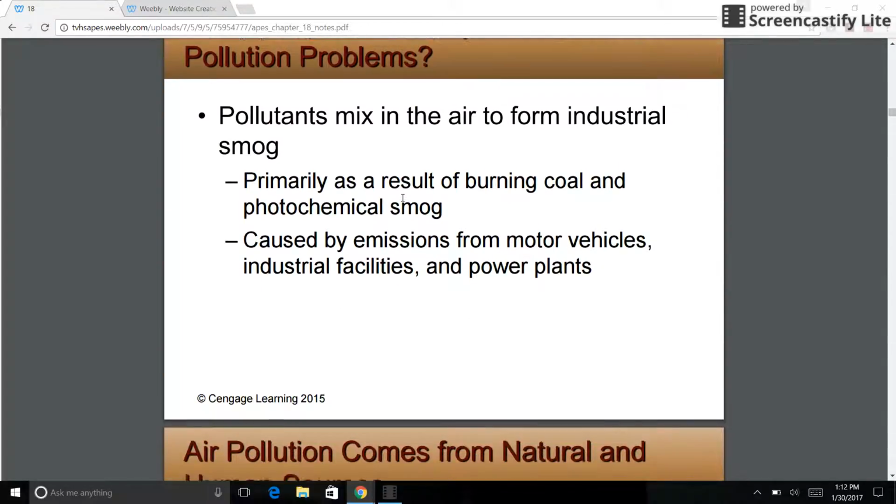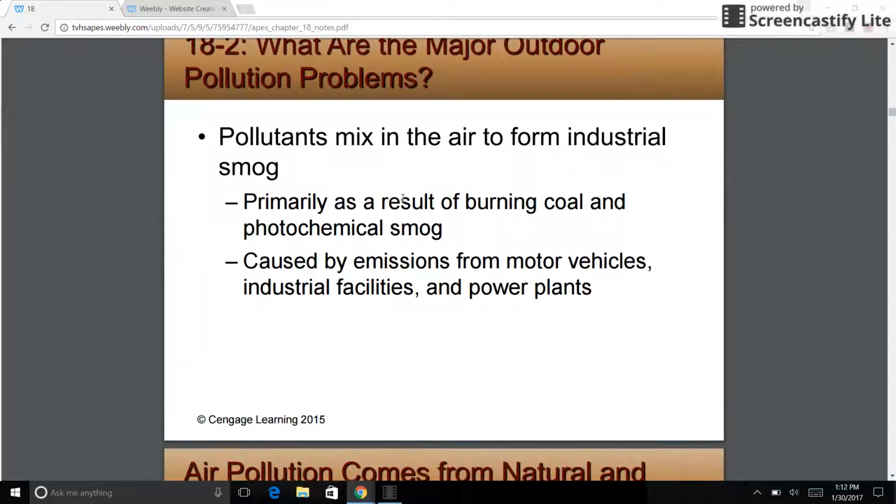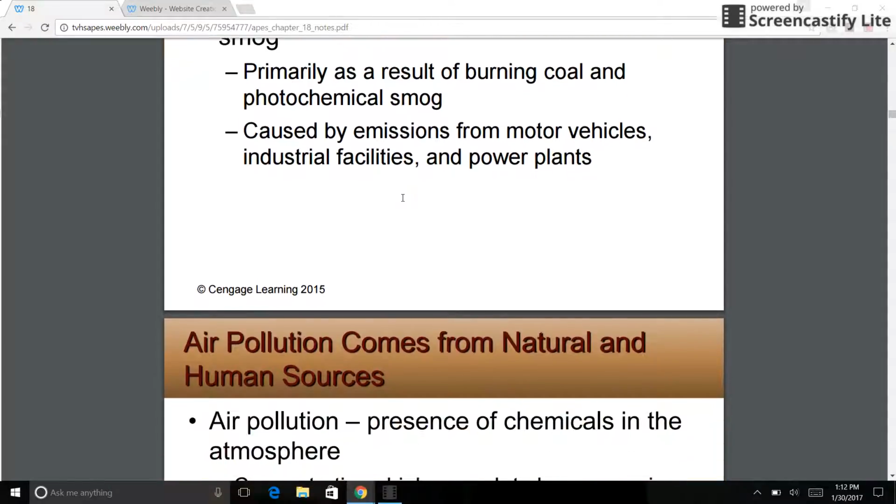All right, so what is pollution? Or what are the major outdoor pollution problems? Basically, the book breaks it up into burning of coal and burning of petroleum products, mainly by vehicles. Those are kind of the 2 big categories. Again, what used to be called gray and brown smog are now called industrial smog and photochemical smog.